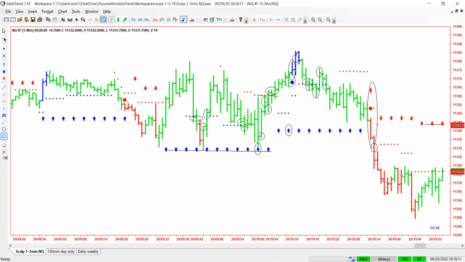If the bars are still red, stay in the trade. As it turns out, on this trade here, you make 20 points. That's $400 in 5 minutes. It's right on the chart. Abletrend gave it to me, you, and anybody who trades the chart.